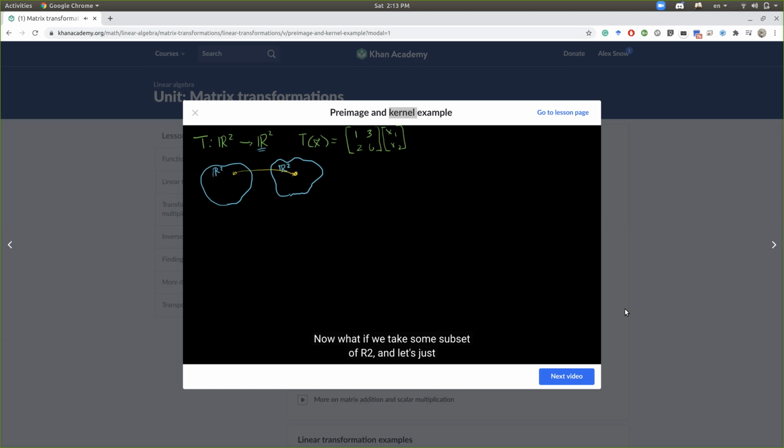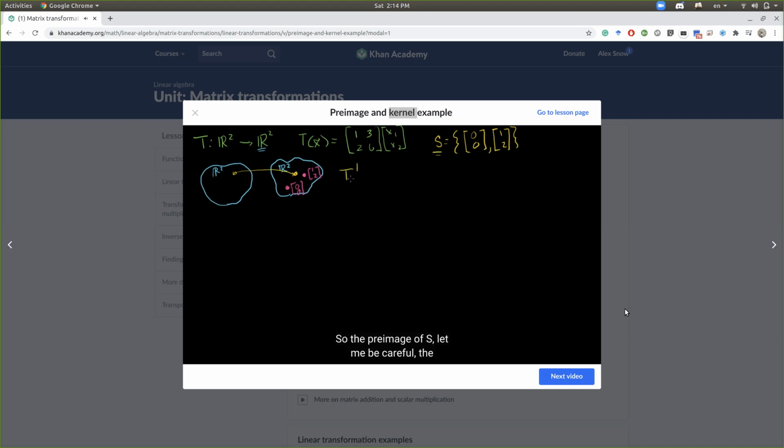Now, what if we take some subset of R2? So let's say some subset of R2, and let's just say it's a set of two vectors, the 0 vector in R2 and the vector 1, 2. So it's literally, let's say it's this point, let me do it in a different color. Let's say this is my 0 vector in R2. I'm not plotting them, I'm just showing that they're in R2, that's my 0 vector, and let's say the vector 1, 2 is here. What I want to know is what are all of the vectors in my domain whose transformations map to this subset, map to this point. So I want to know the pre-image of S.